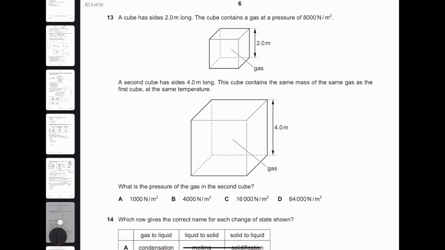Question number 13. A cube has sides 2 meters long. The cube contains a gas at a pressure of 8000 newtons per meter squared. The second cube has sides 4 meters long. So they've doubled the side. This cube contains the same mass of the same gas as the first cube at the same temperature. What is the pressure of the gas in the second cube?